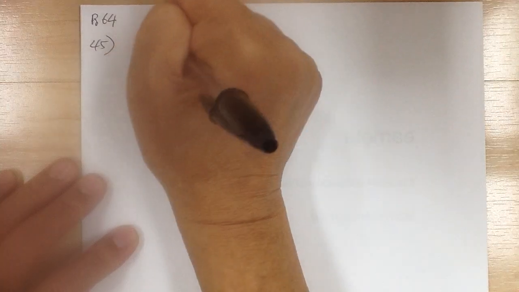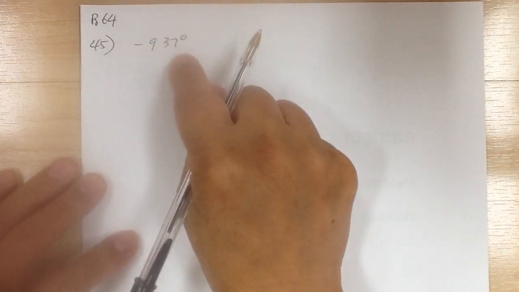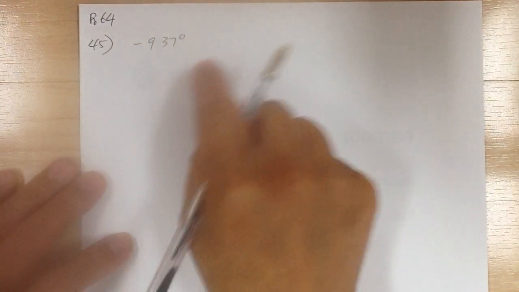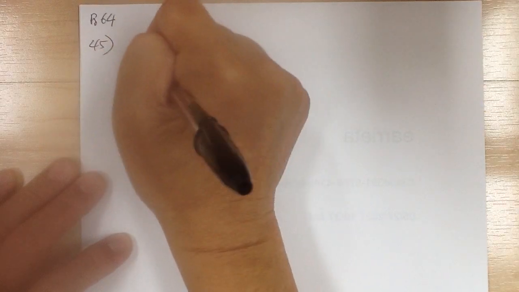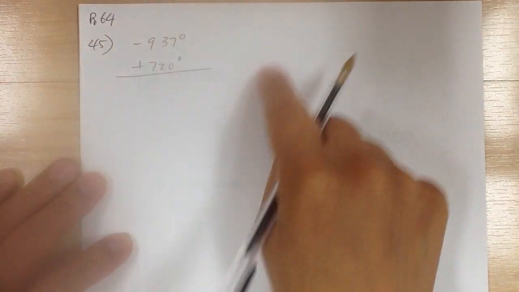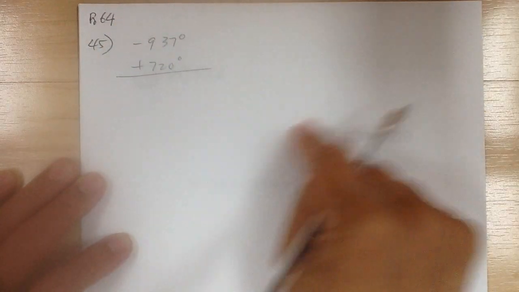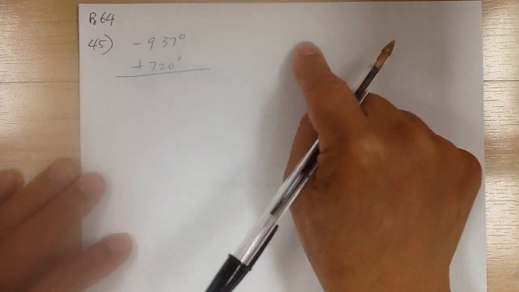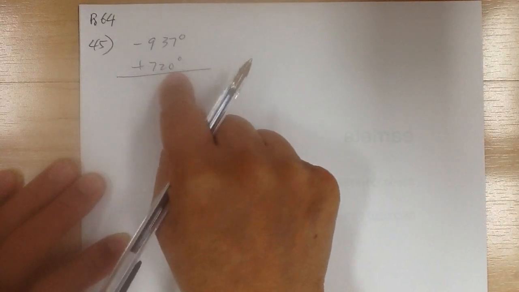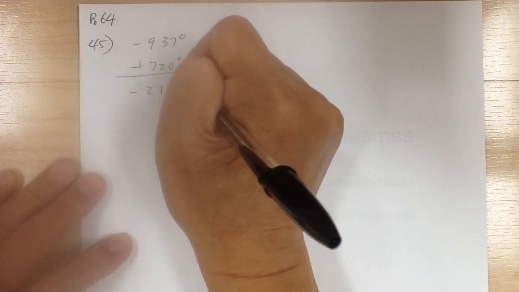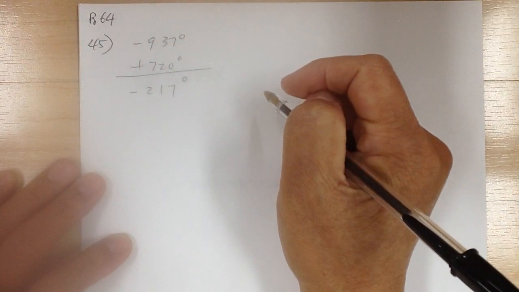Okay, number 45. Negative 937 degrees. So this is really big. I'm going to go around the circle twice, so I'm going to add 720. Every time we go around the circle, it's 360 this way. So when you add, you're going to get negative 217.